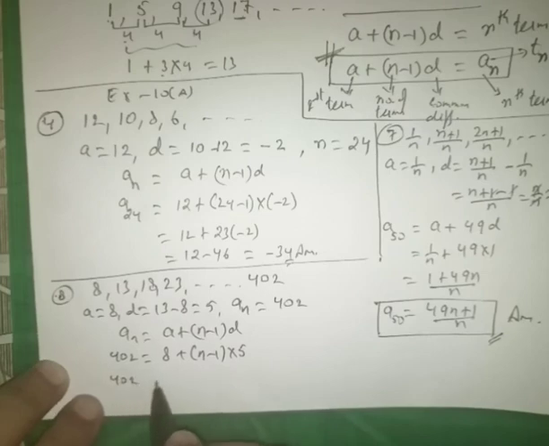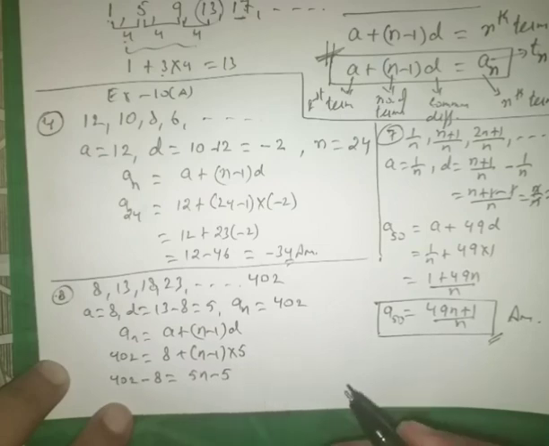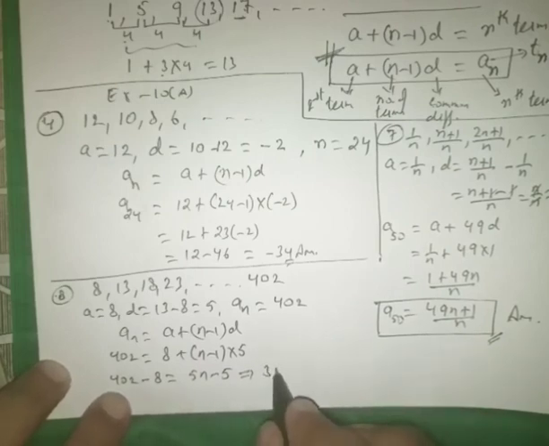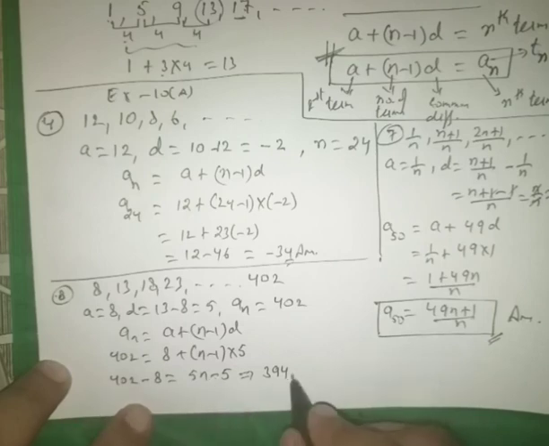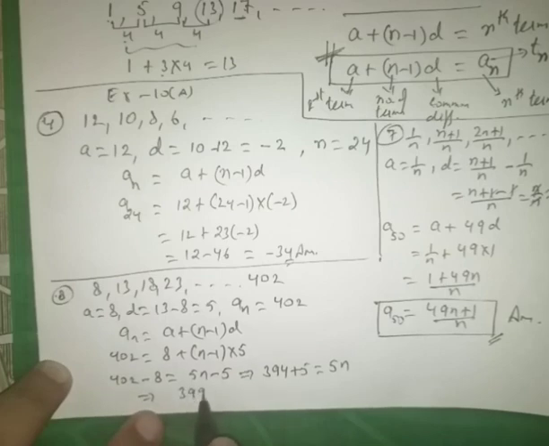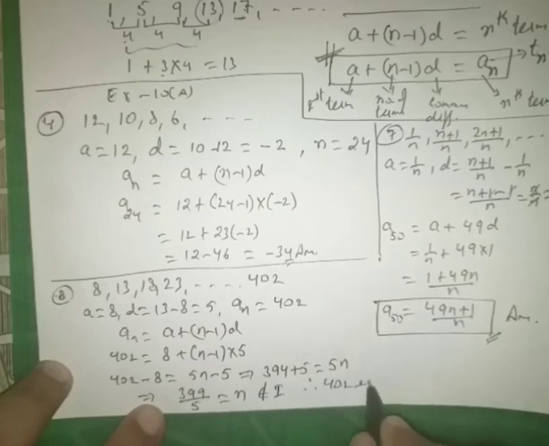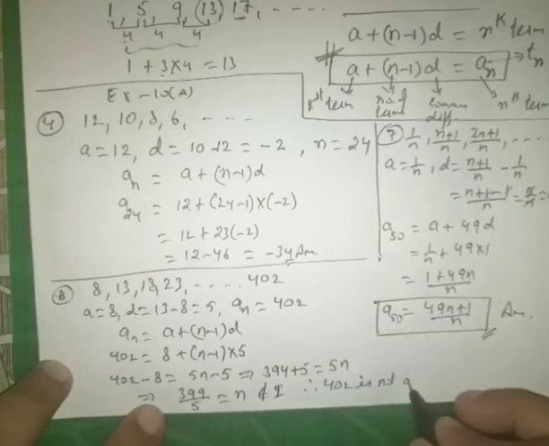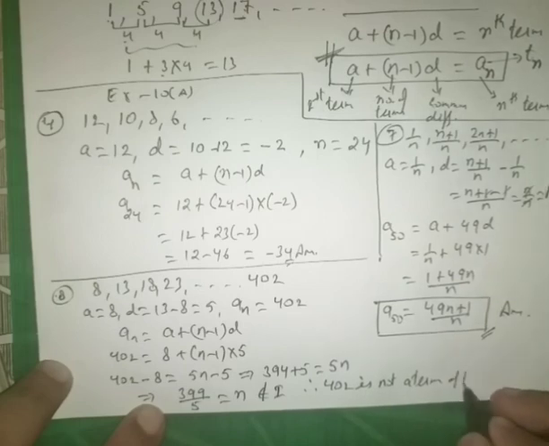So 402 minus 8 is equal to 5n minus 5. So 402 minus 8 is equal to 394, and this 5 will go on the other side, so plus 5 equal to 5n. So from here 399 over 5 will be equal to n. That does not belong to the integers. Therefore we will say that 402 is not a term of the given AP.